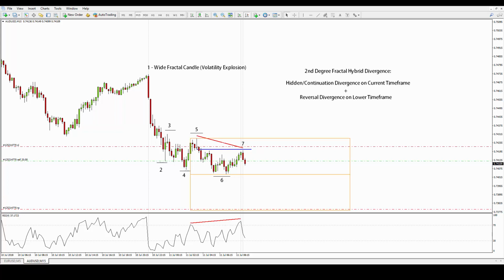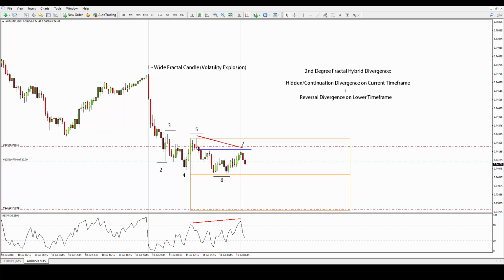The short trade you see in this chart was triggered at the opening of the candle right next to the fractal candle number 7. Since we are dealing with a fractal hybrid divergence with a clean context, our stop loss can easily be placed a few pips above the high of our fractal candle number 7. We also have a lot of headroom to place our target, but we are going to place it in the lower line of the lower orange rectangle.